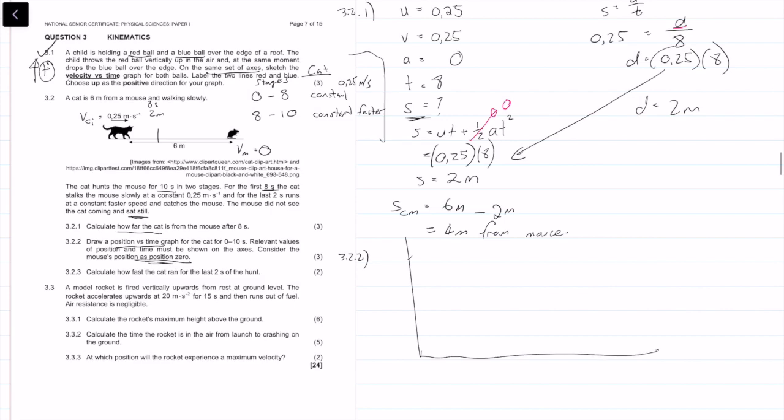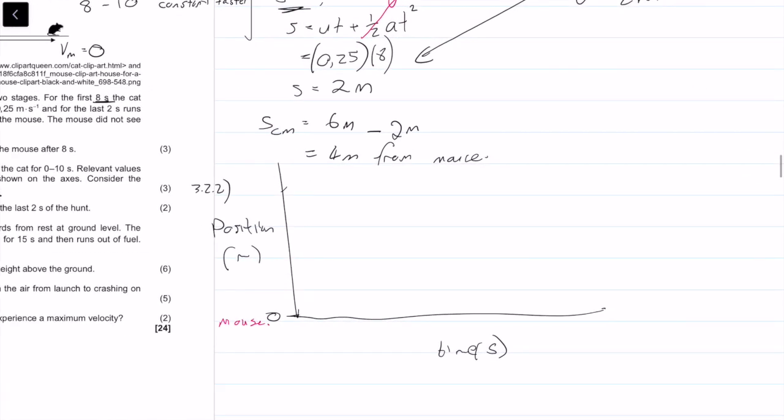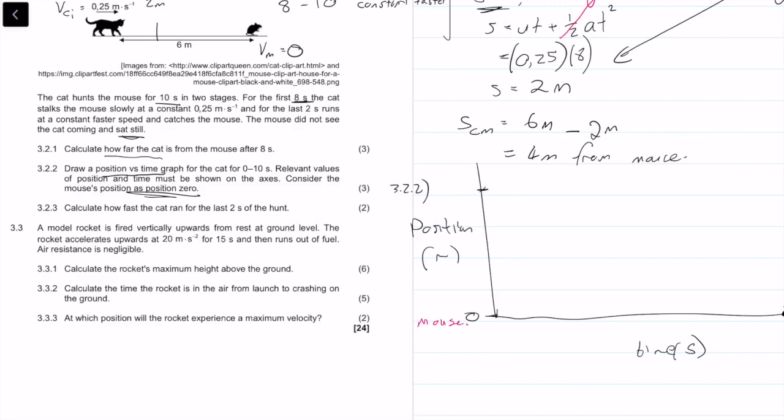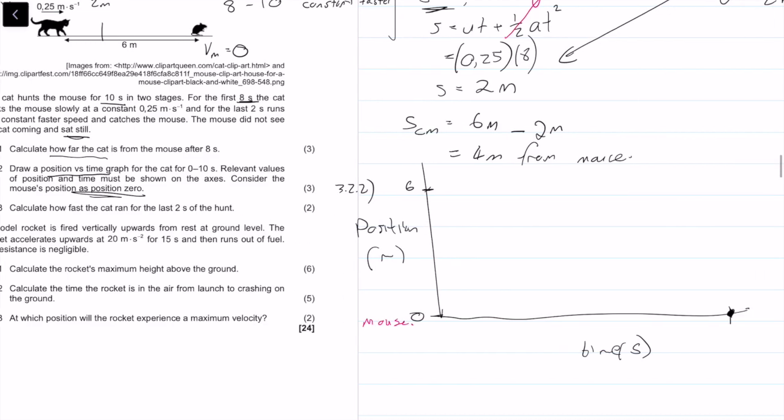Okay, so let's start off with a nice set of axes, and we're drawing a position in meters versus time in seconds graph. Basically we know 0 is where the mouse is at. We know at 10 seconds the cat gets to the mouse, so somewhere here at 10 seconds the graph needs to reach the axis. We also know that his position initially is 6 meters from the mouse. Then we also know that after 8 seconds, let's say that's somewhere here, he has a position of 4 meters.